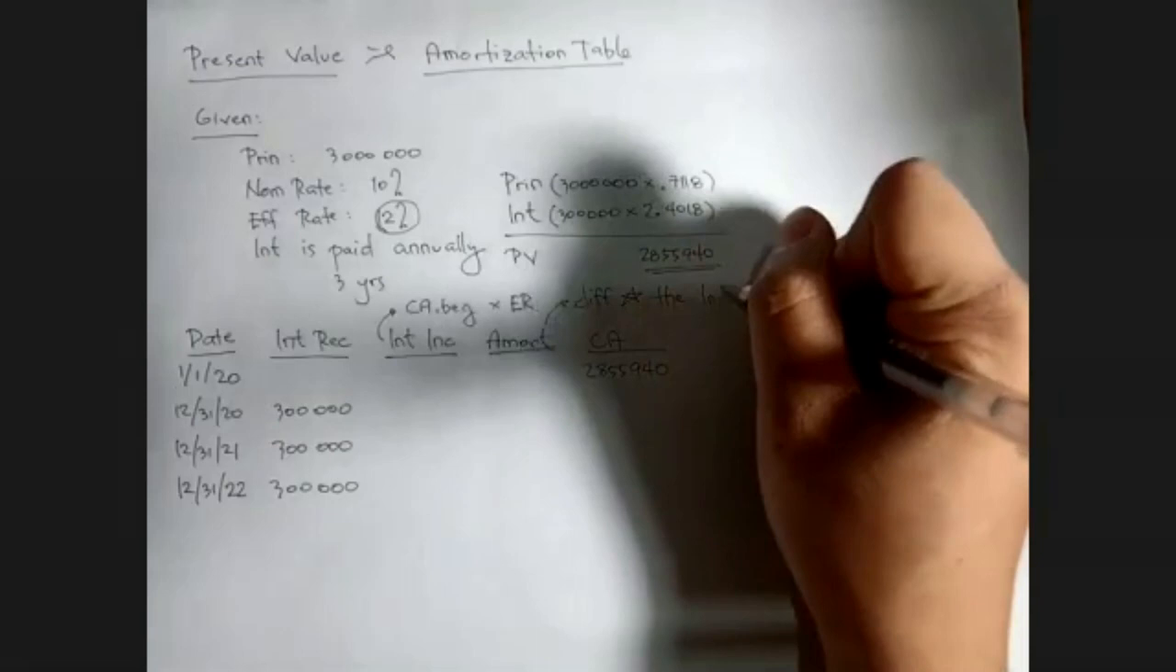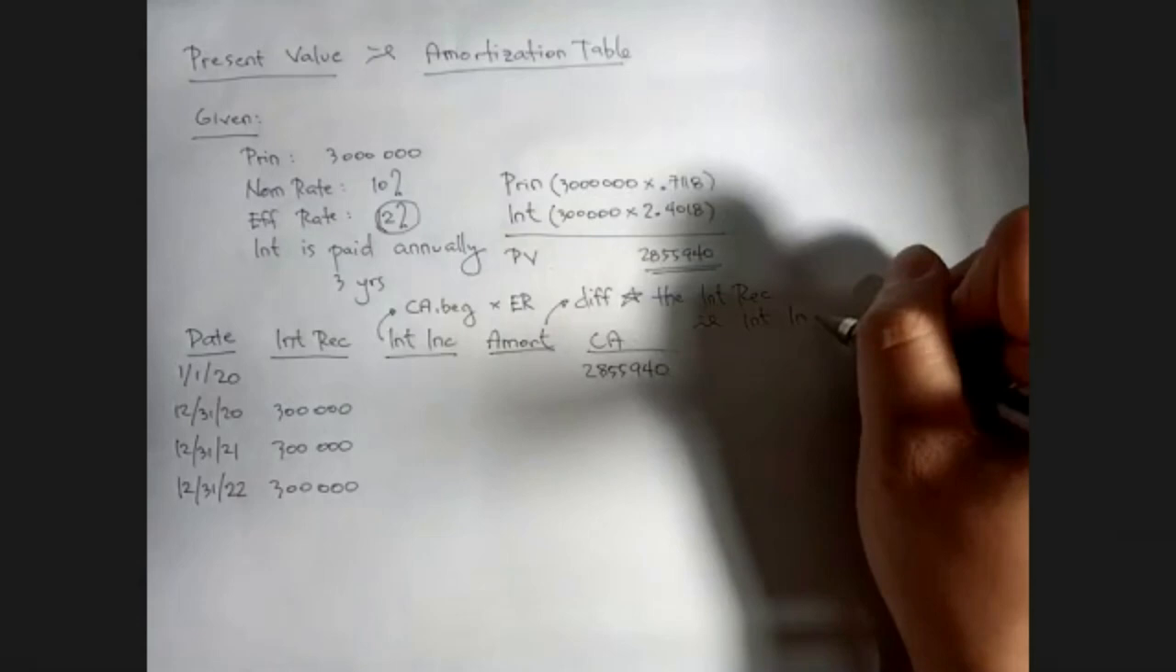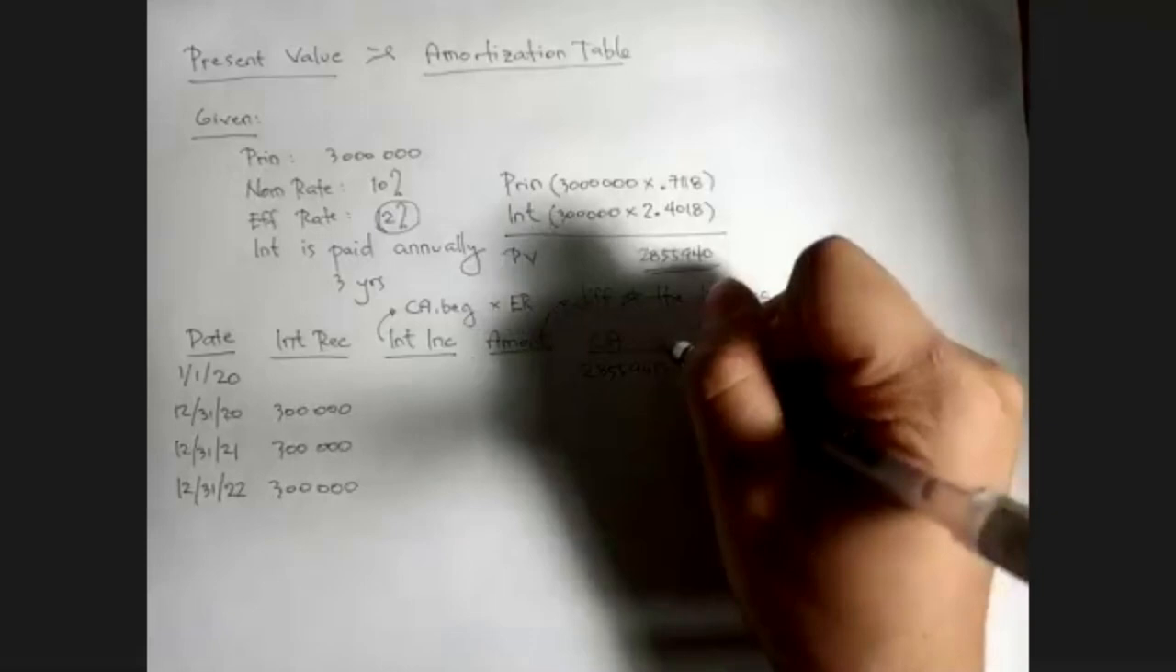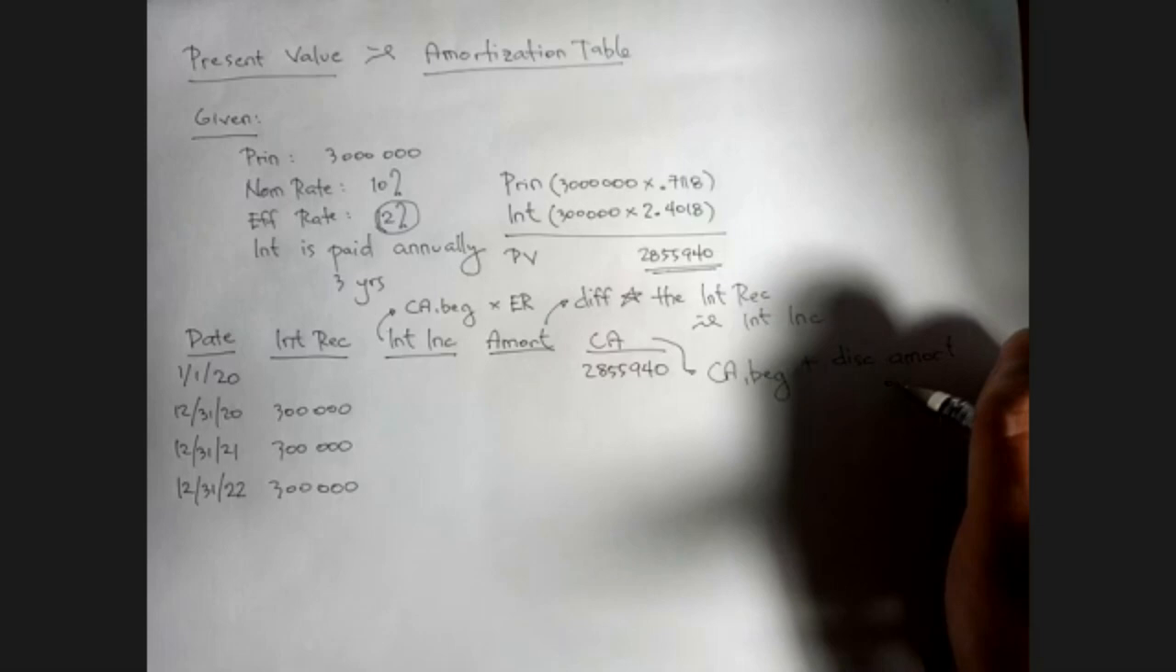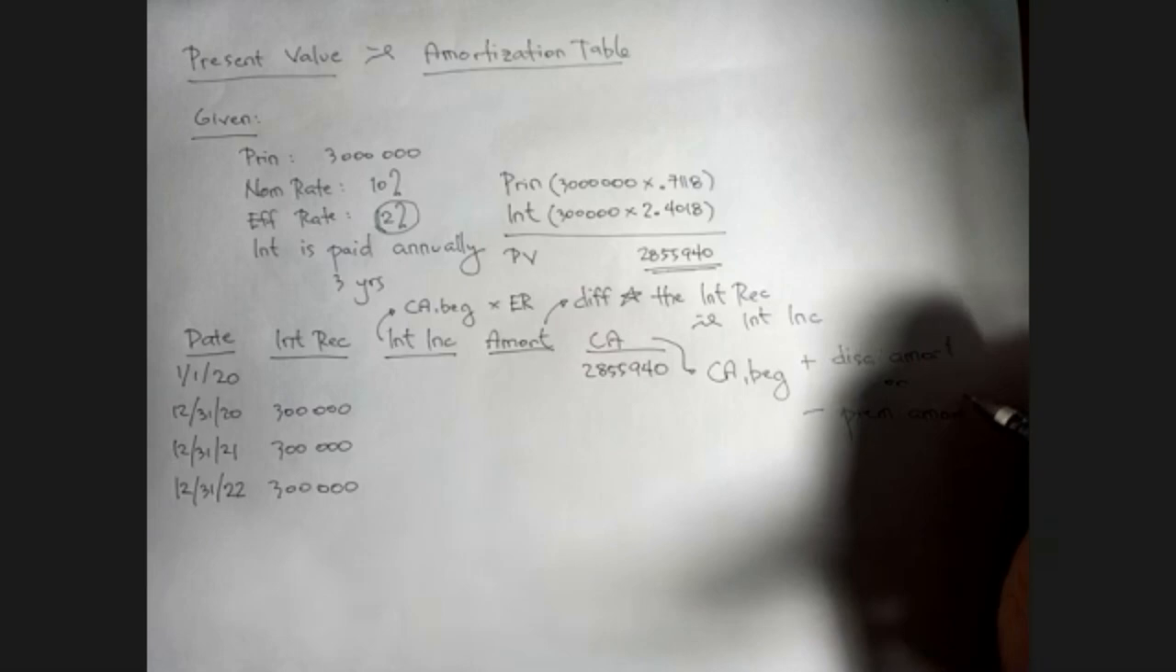Then amortization, how to compute amortization? Amortization is just equal to the difference between the interest received and interest income. So any difference of the two will be the amortization. Then the carrying amount will be equal to the carrying amount at the beginning plus discount amortization or minus premium amortization. So, kailan merong discount, kailan merong premium?